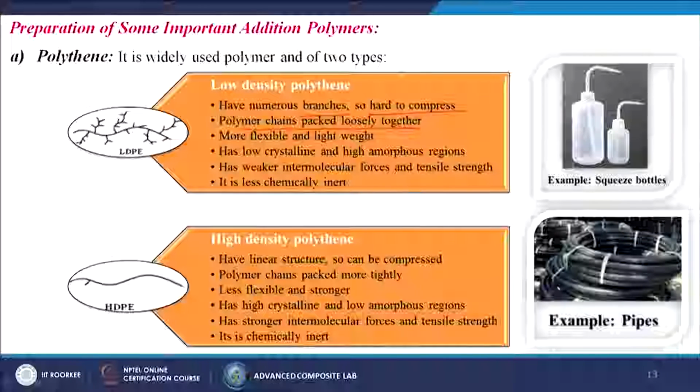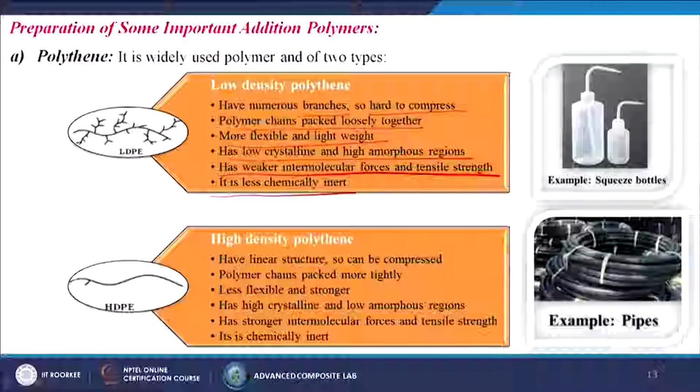Now, we are going to discuss some important addition polymers, and how we are going to prepare them. Say suppose we discuss polythene. It is a widely used polymer and of two types. One is called low density polythene, another one is called high density polythene. Low density polythene, sometimes we call it LDPE. So, what is that? It has numerous branches and so is hard to compress, polymer chains are packed loosely together, more flexible and lightweight, has low crystalline and high amorphous regions, has weaker intermolecular forces and tensile strength, and it is less chemically inert.